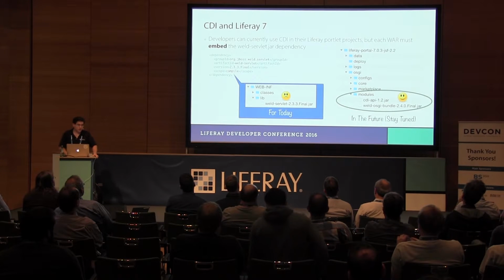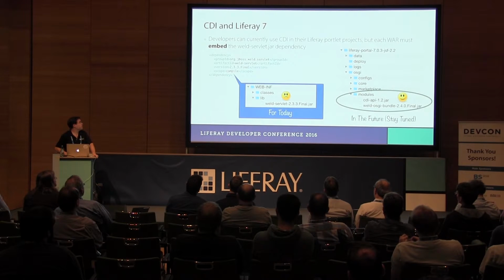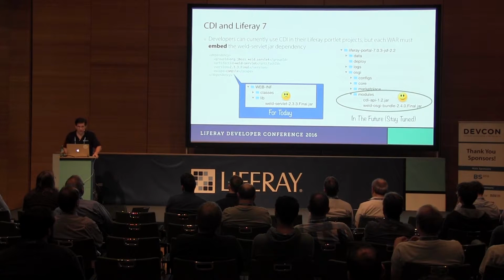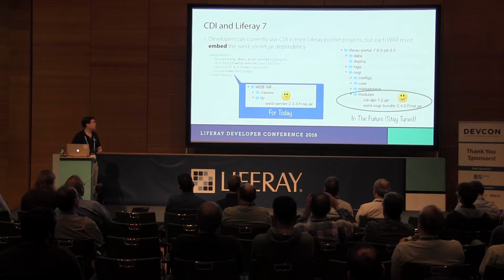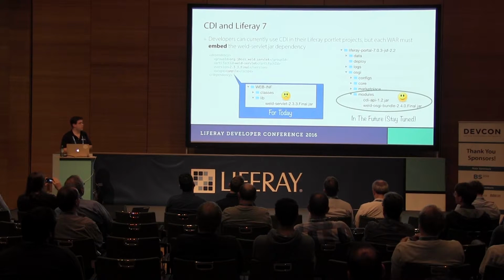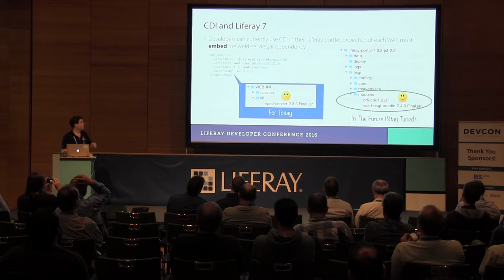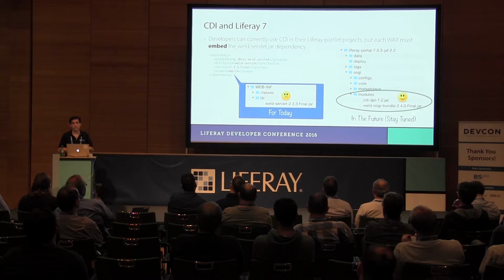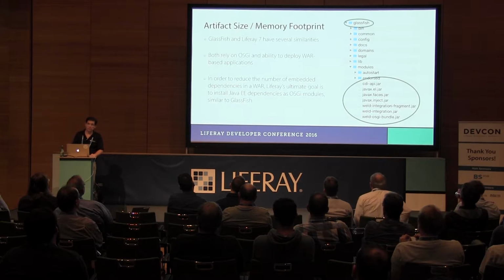The way you can do that is by adding this dependency, the weld servlet dependency, into your project. But for today, it has to be scope compile. And what that means is it's going to be embedded in the WEB-INF/lib directory of your WAR. And that's fine, but it's not optimal. In the future, you can see here on the right, our goal is to move from weld servlet embedded in your WAR to using the weld OSGi bundle or a variant of it, and having that deployed as an OSGi module. That way we'll be able to reduce the memory footprint.